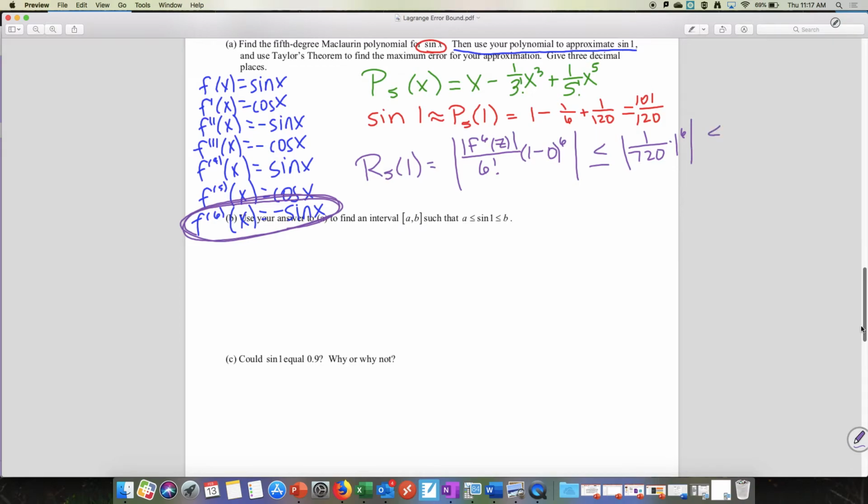Okay, so our error is... Why is it now less than or equal to? The other one was less than. Well, because they actually gave us that inequality. This one we don't know if it's equal or not, so I'm just going to say that that's a possibility.